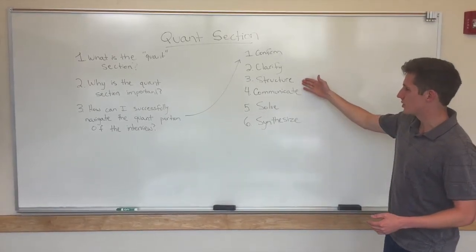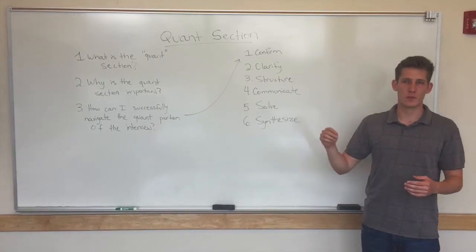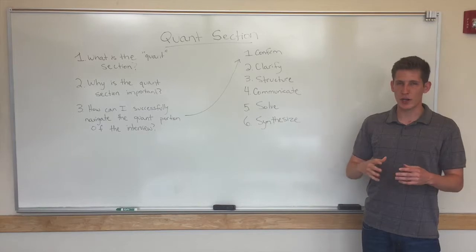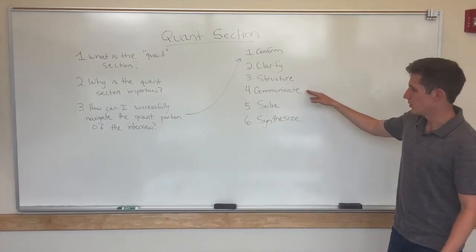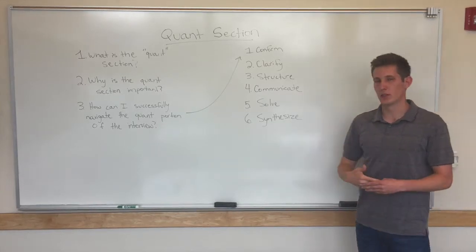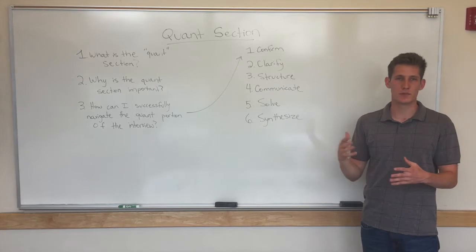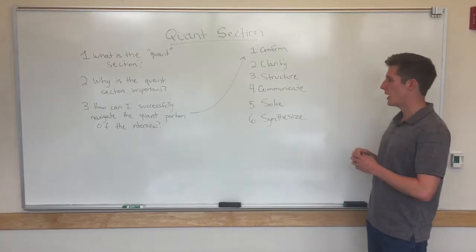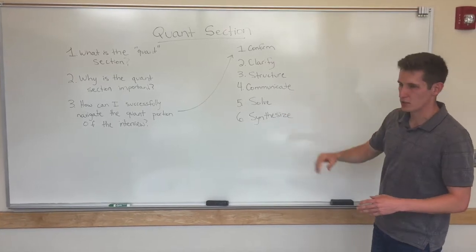Number three is structure. This most likely is going to be in the form of writing out a formula that you're going to follow. So you structure out how you're going to approach the problem and walk your interviewer through it. Number four is communicate. Always talk to the interviewer, tell him what math you're doing, and ask him for time if you need some time to structure out or do mental math.